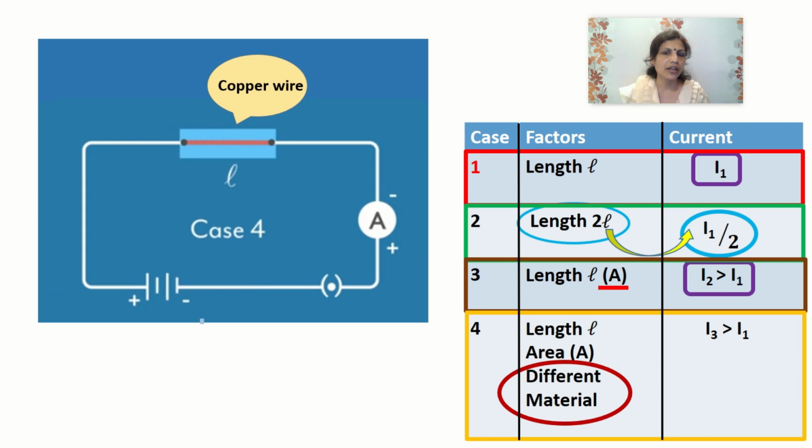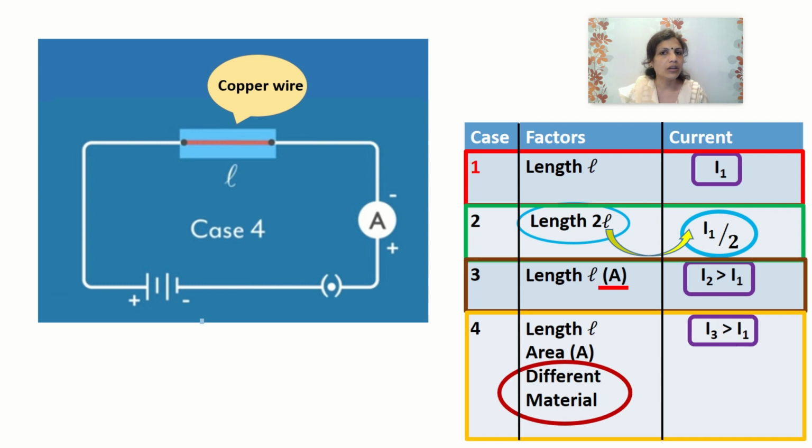Now if you check the current flowing through the circuit from the ammeter, you will observe that this current is greater than all the previous values. We'll denote this current by I3. So I3 is greater than I1, the first current which we had taken.